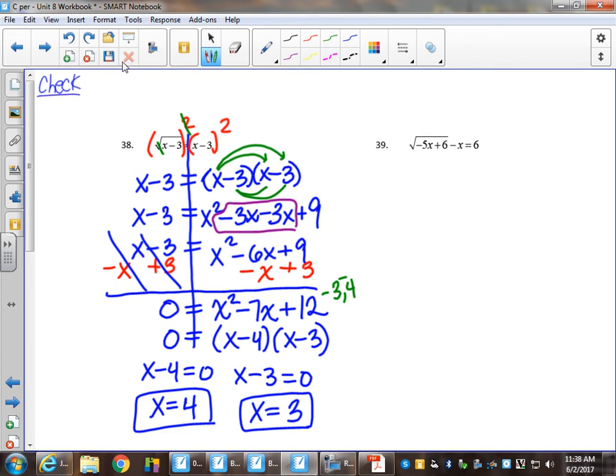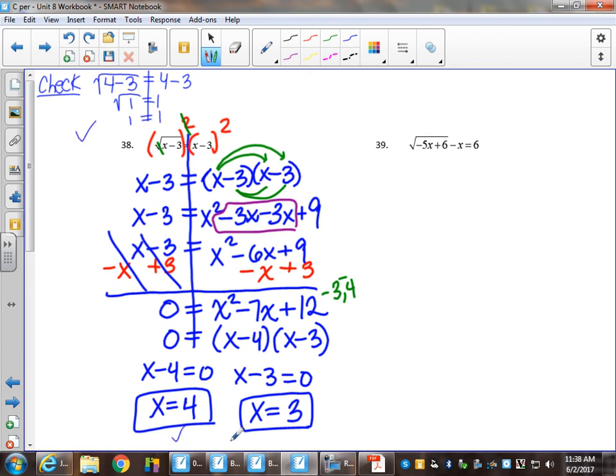So let's check 4 first. So what am I going to write for the check? Square root of 4 minus 3 equals 4 minus 3. The goal is that the left will simplify to equal the right. What happens on the left side? 1. Square root of 1 equals 1. What is the square root of 1? 1 equals 1, true. So this one's good.